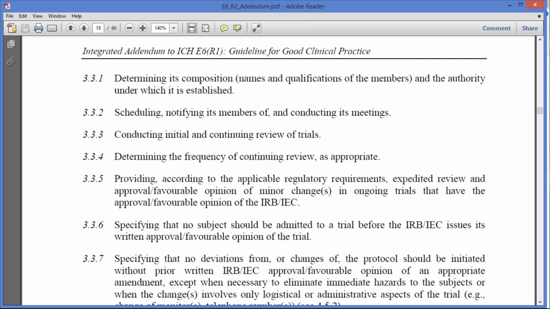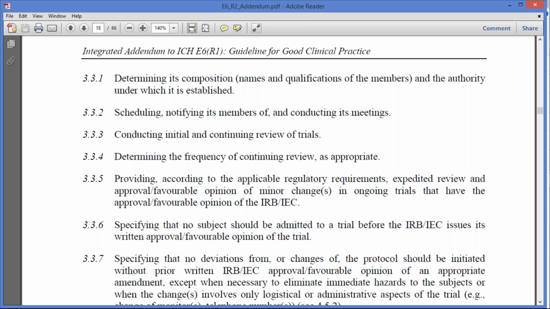Conducting initial review and continuing review. Initial review as well, and review at frequent intervals. And determining the frequency of continuing review. That means at what interval the review has to be done, according to the applicable regulatory requirements. Expedited review, and favorable opinion on minor changes in ongoing clinical trials.